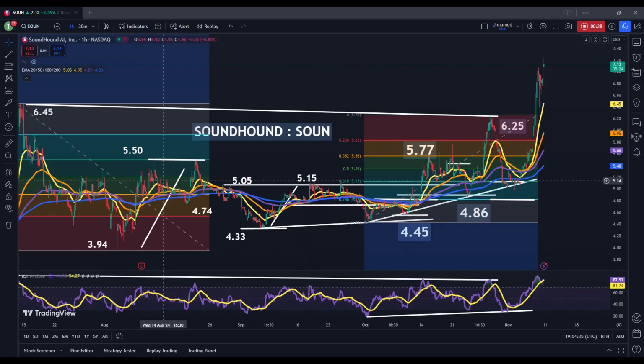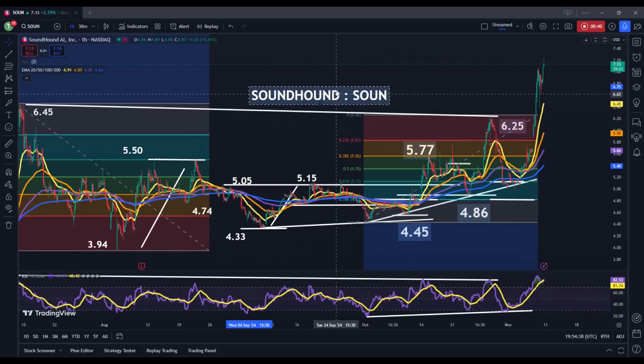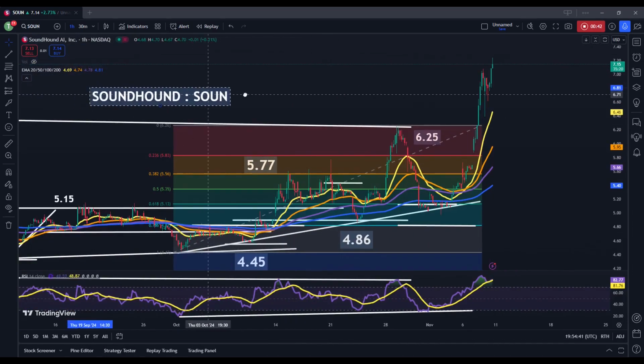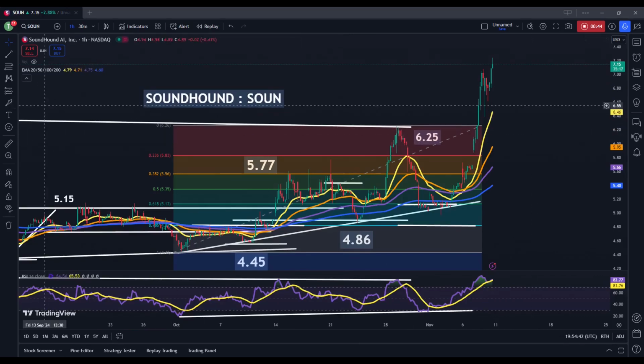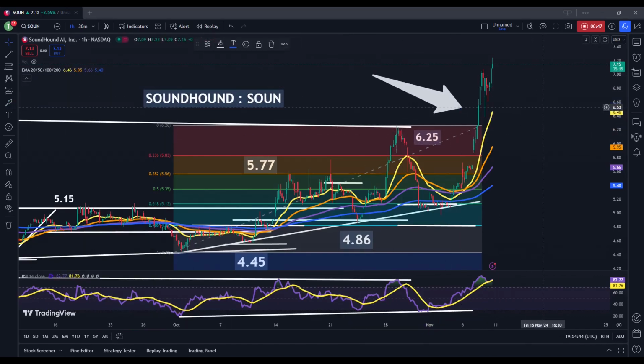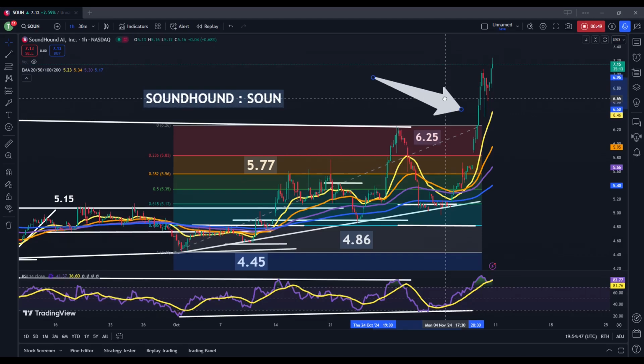So what we're looking at here is the 1 hour price chart. That means that each candle on this time frame represents a 1 hour trading period. And as we can see, this is a very good trading period for everyone that is currently long this stock.